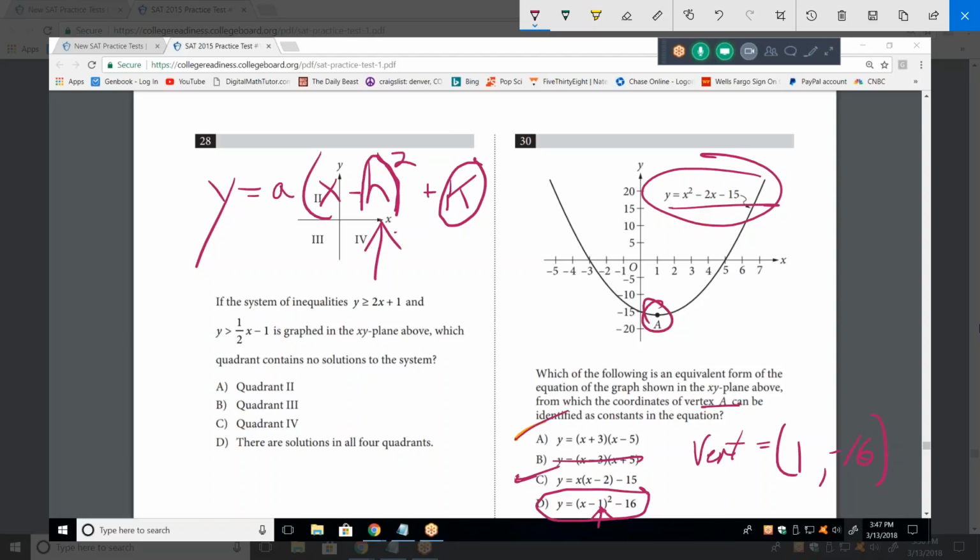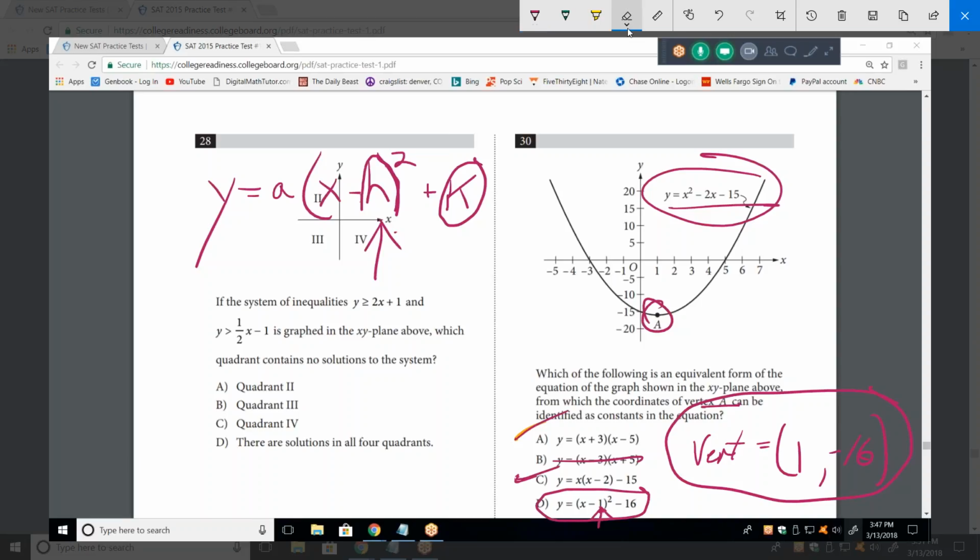Furthermore, you can look at the graph and see that the vertex comes at an x coordinate of 1 and a y coordinate slightly below minus 15. So that makes a whole lot of sense given their picture. So it really was not a tough question. It was just well disguised.